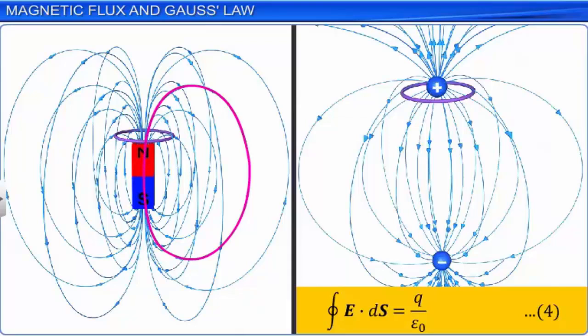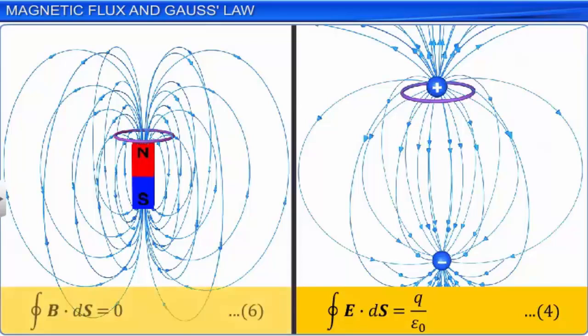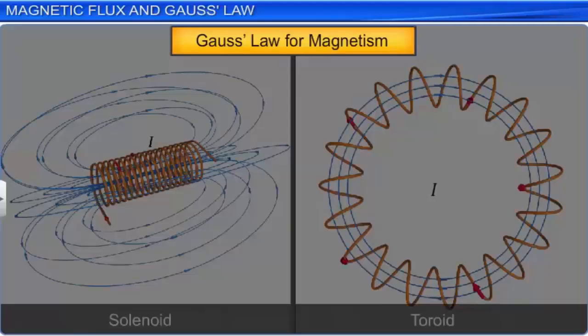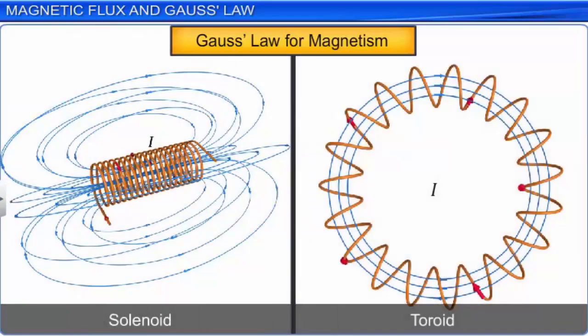Here, the number of magnetic field lines going beyond the closed surface is equal to the number of magnetic field lines entering into the closed surface. Thus, the net magnetic flux enclosed by the closed surface is 0. For a better understanding, let's discuss Gauss law for magnetism with some examples, such as a solenoid and a toroid.